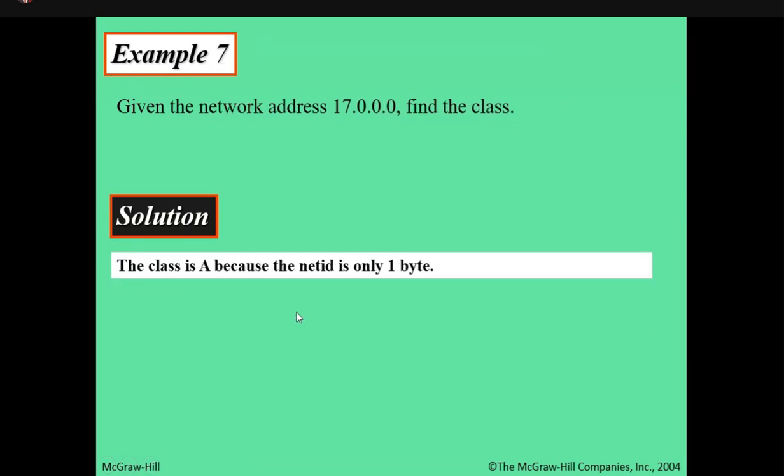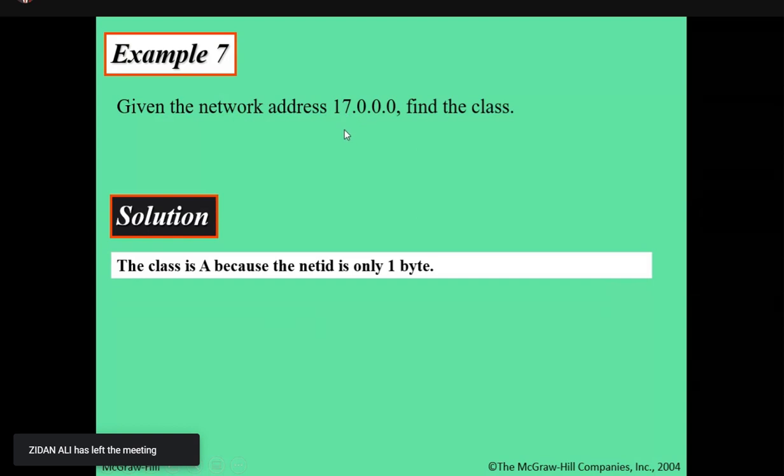Now we are given one network address, 17.0.0.0. Find the class. It is a class A address because the net ID is only 1 byte. The network ID is only 1 byte, which is 17, so it is a class A address.